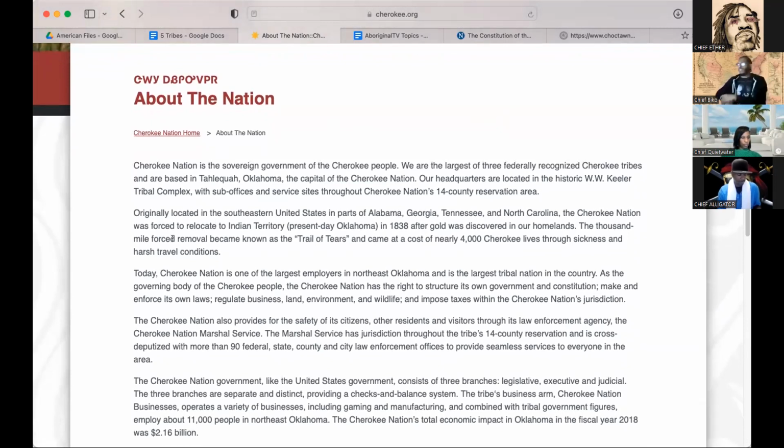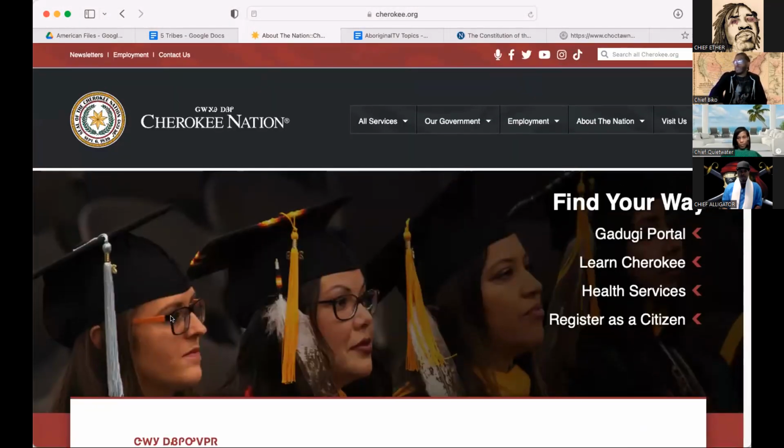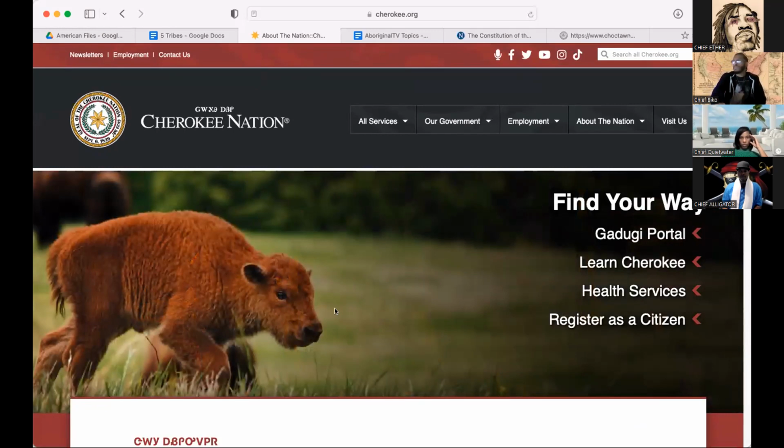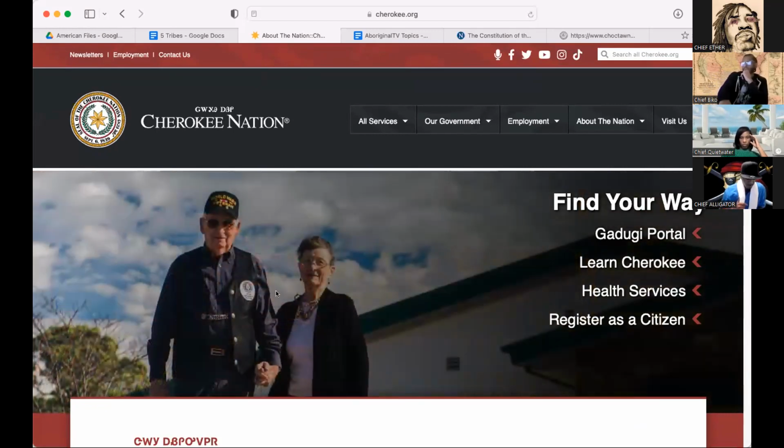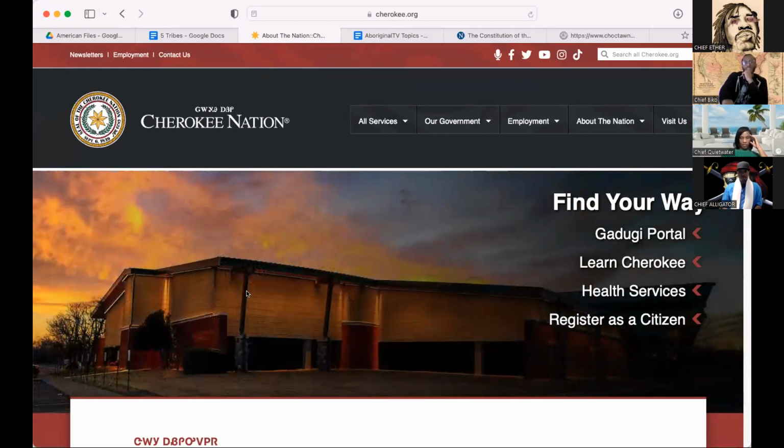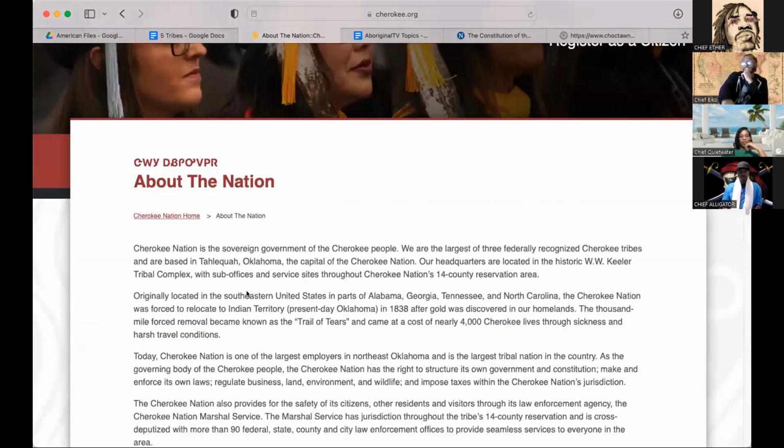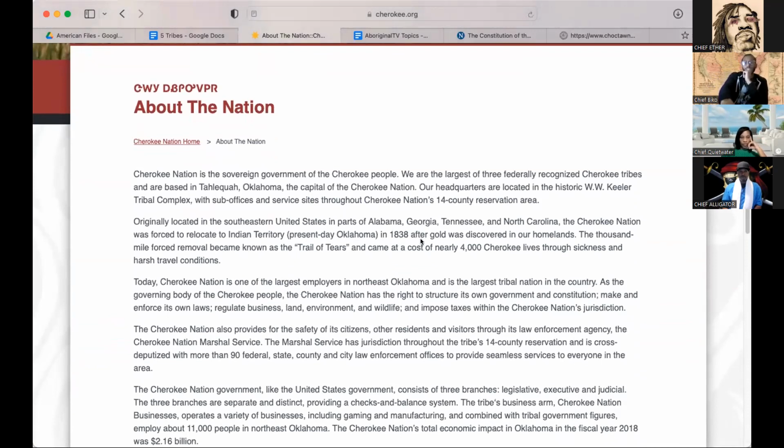So we see here, originally located in the southeastern United States, in parts of Alabama, Georgia, Tennessee, and North Carolina. That's exactly what we just showed in that picture, y'all. They're telling you specifically, you don't have to read too far into it, the second paragraph, where they originated from. So who are these people? They don't look like anybody on this channel, on this video right now. And they're telling you exactly where they originated from. East of the Mississippi, southeast, basically Muscogee Creek Confederacy. So this is the Cherokee.